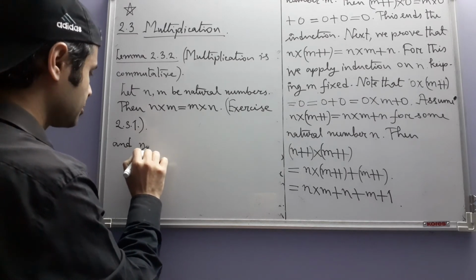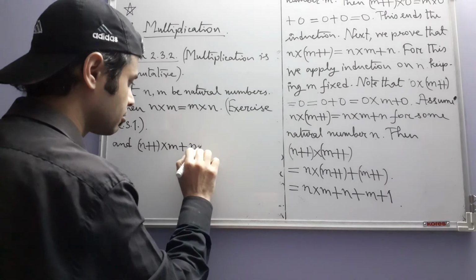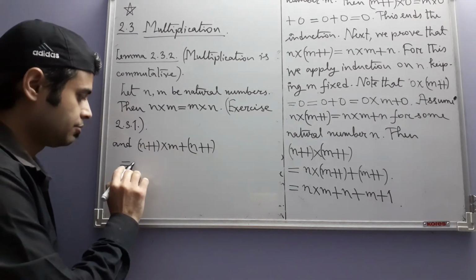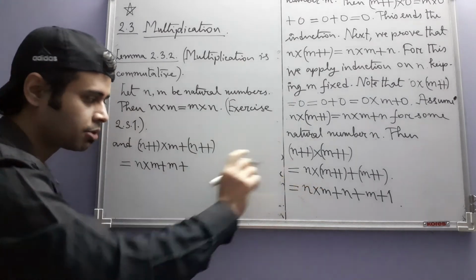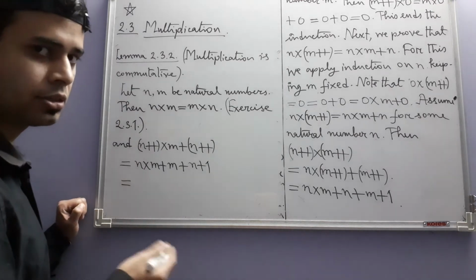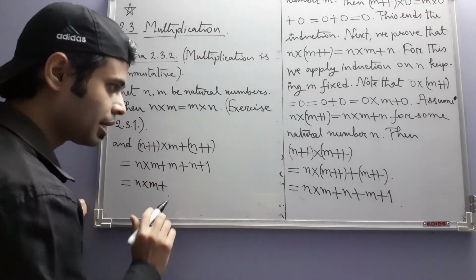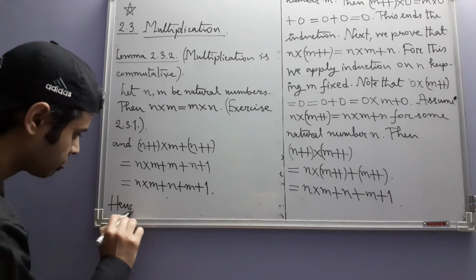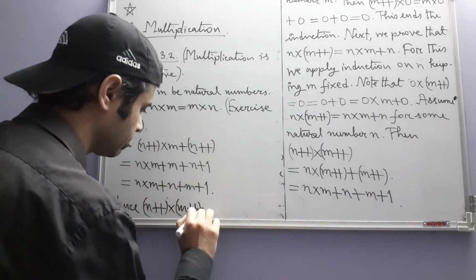So in place of n, if I have n plus plus, then I have n plus plus cross m plus n plus plus. Now again, by definition of multiplication, if I apply that here, this will be n cross m plus m and n plus plus, just like m plus plus is m plus 1, n plus plus is n plus 1. Now you see that using the facts that addition is commutative and associative, I can write this expression like this, plus n plus m plus 1, and they are the same. Hence n plus plus cross m plus plus is equal to this.